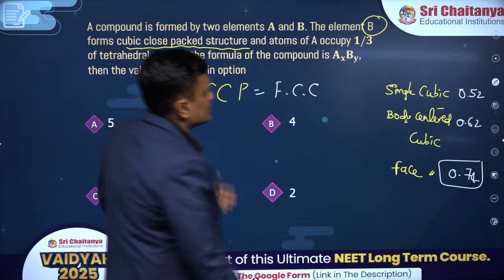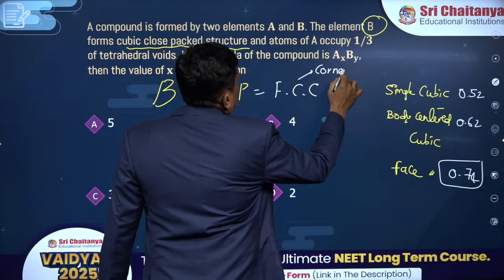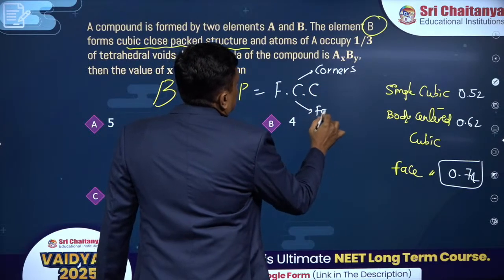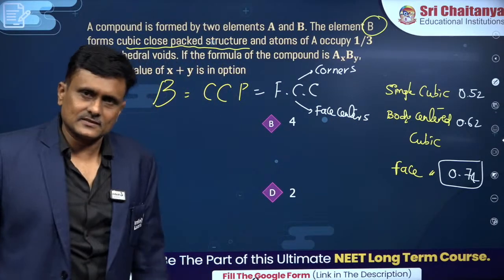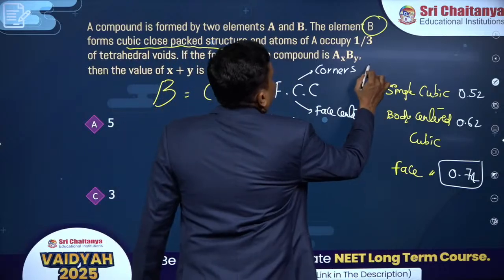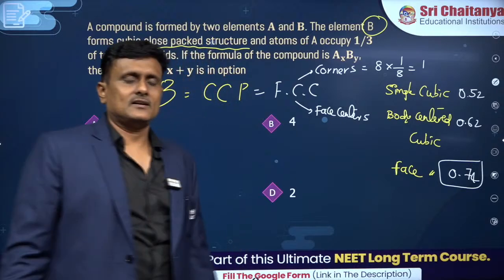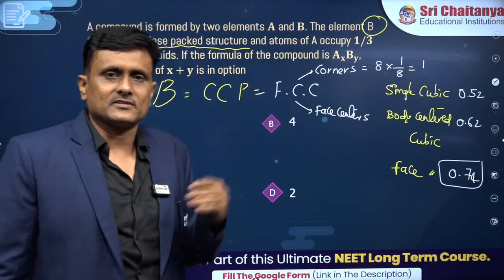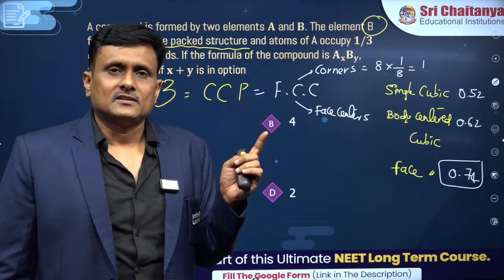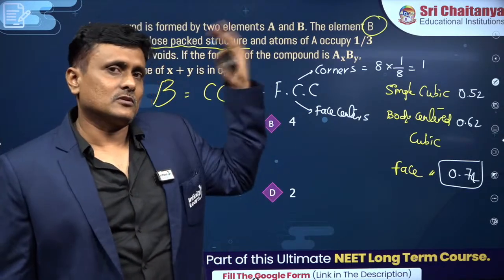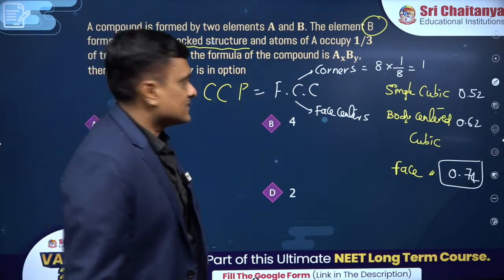And in FCC, the lattice positions are the corners. The atoms are present at the corners and also at the face centers. The name itself indicates it, isn't it? How many corners would be there? 8 corners, but each corner is common to 8 unit cells, right? Look at that corner of the room you are sitting in; it is common to 8 other rooms, 4 in the plane where you are sitting and 4 on the top. So it is 8 into 1 by 8.